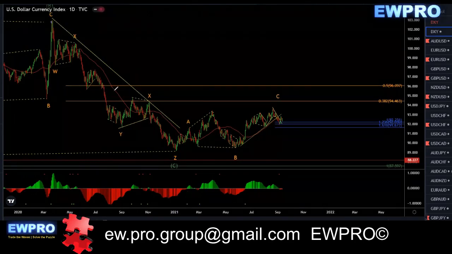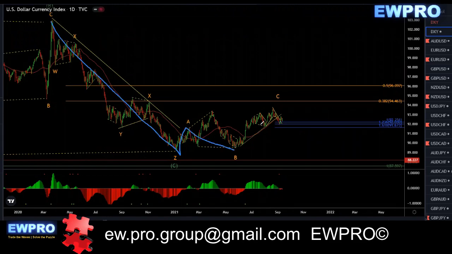Looking at DXY, we've got the 5 down, looking at A, B, C. But like I said last week, this may turn into an A, B, C, and we get another one up here, up to that 38.2 or even the 50 fib retracement.